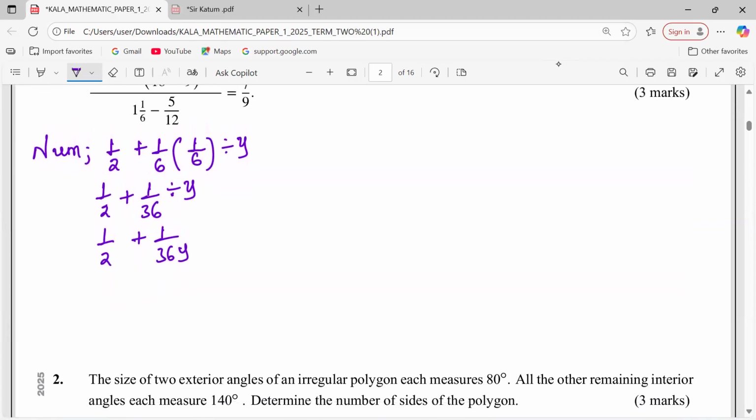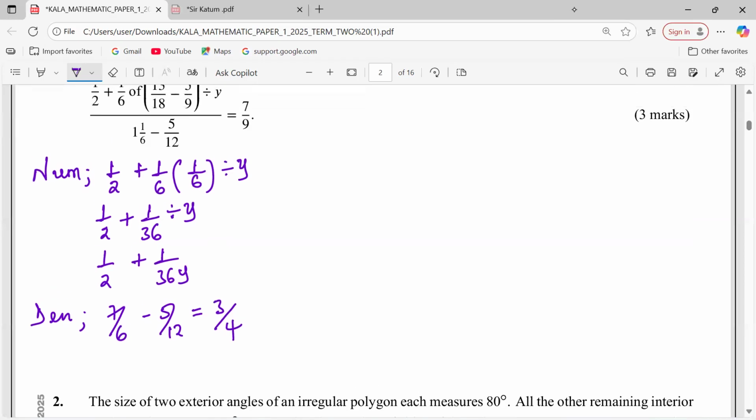What about the denominator at the same point? The denominator shall be 1 and 1/6 as an improper fraction, 7/6, minus 5/12. And this shall give us what? 7/6 minus 5 out of 12 gives us 3/4. So from the denominator, we are having 3/4. That means we can now combine numerator and denominator.